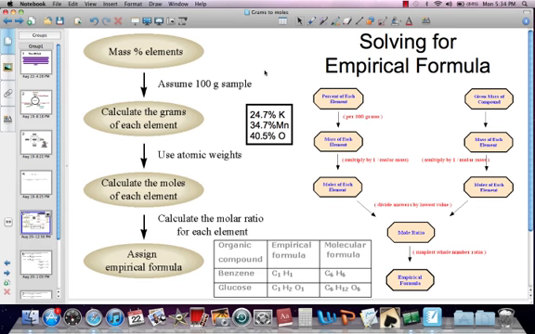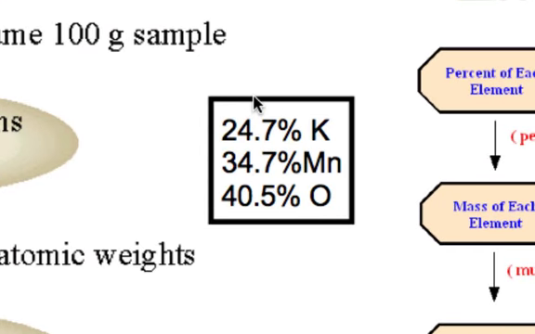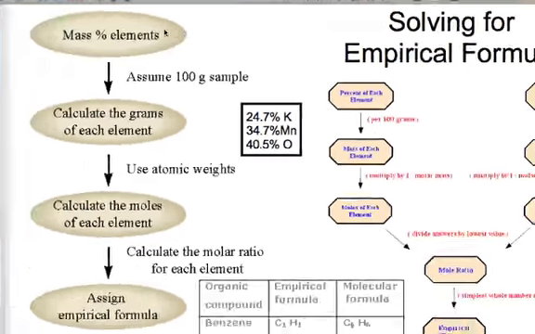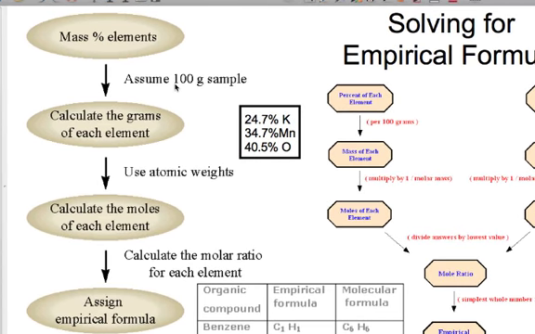Empirical formula, we're going to be doing quite a bit of that in AP. Here are the steps. If I give you the mass percent in elements, for example, 24.7% potassium, 34.7% manganese, and 40.5% oxygen, how do you go to its empirical formula? And the empirical formula is the simplest ratio of atoms within the formula. So what you do is you drop the percentage and you write grams, because if it's in percentage, you can already assume that there's 100 grams. So for example, 24.7 grams of potassium, 34.7 grams of manganese, 40.5 grams of oxygen.